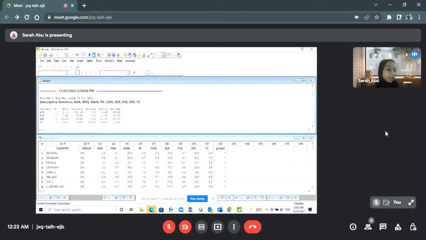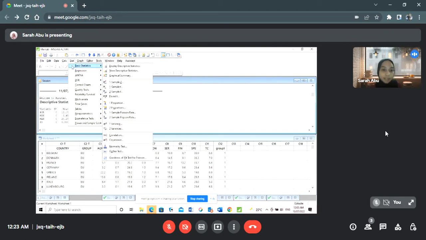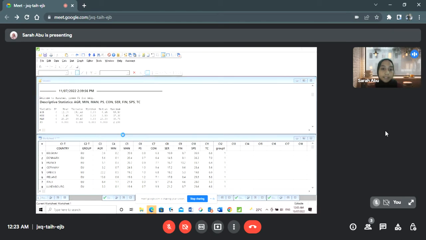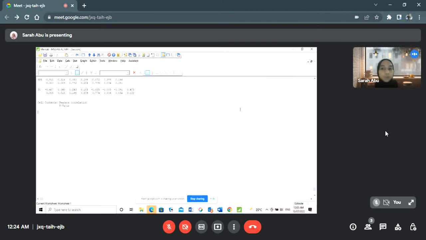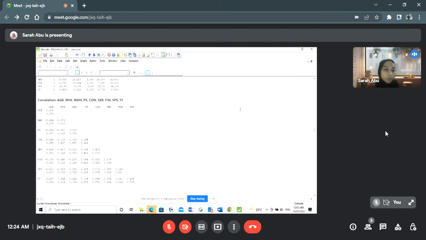Next, to answer question A, we do correlation. We go to Basic Statistics, then Correlation. For the variables, we set in all the 9 variables, method Pearson correlation, and display p-values, and we click OK. So here, we will get the correlation. From here, we can identify the relationship between the 9 variables.